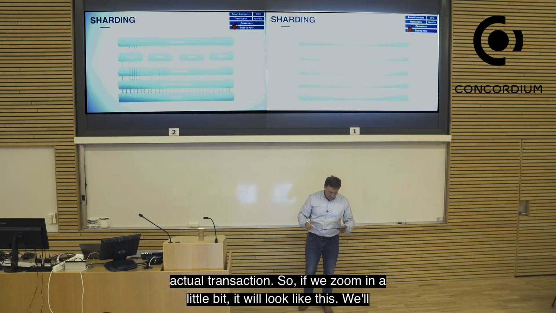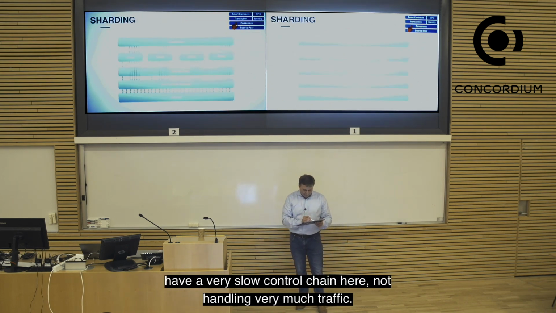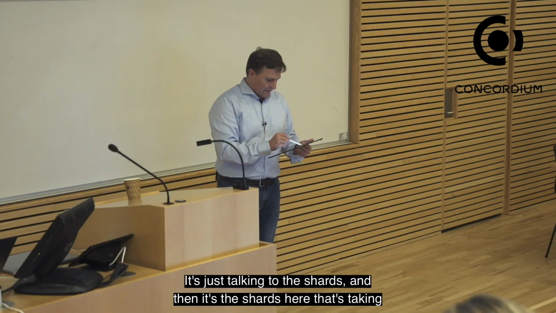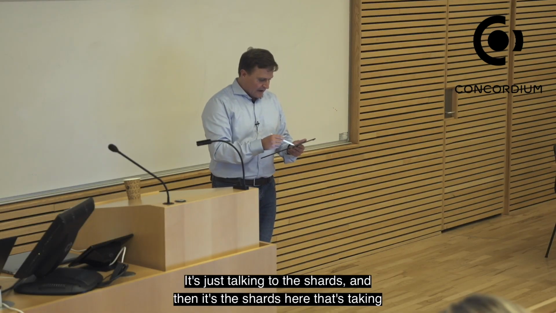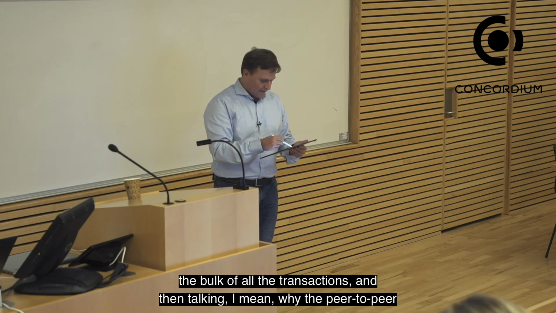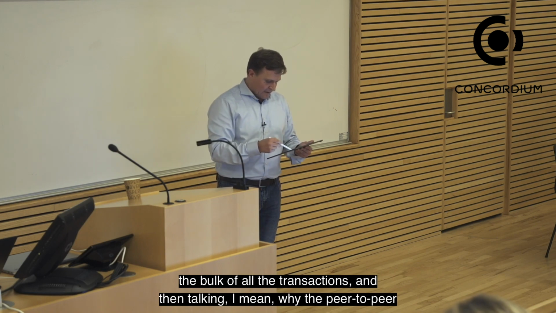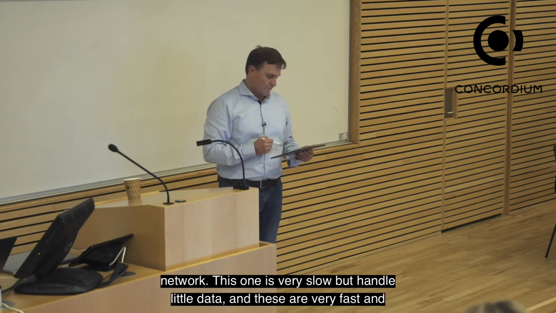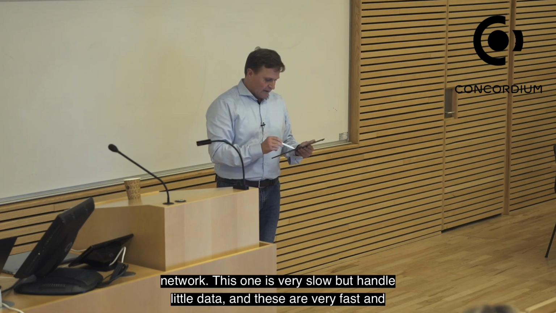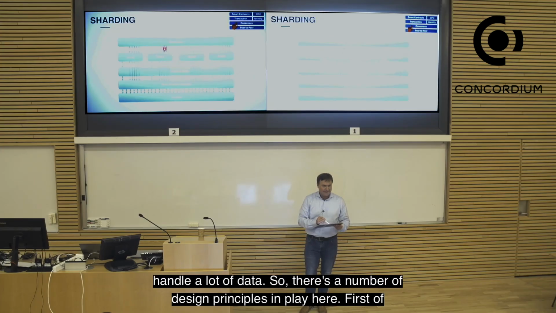So if we zoom in a little bit, it will look like this. We'll have a very slow control chain here, not handling very much traffic. It's just talking to the shards. And then it's the shards here that are taking the bulk of all the transactions and then talking via the peer-to-peer network. This one is very slow, but handles little data. These are very fast and handle a lot of data.